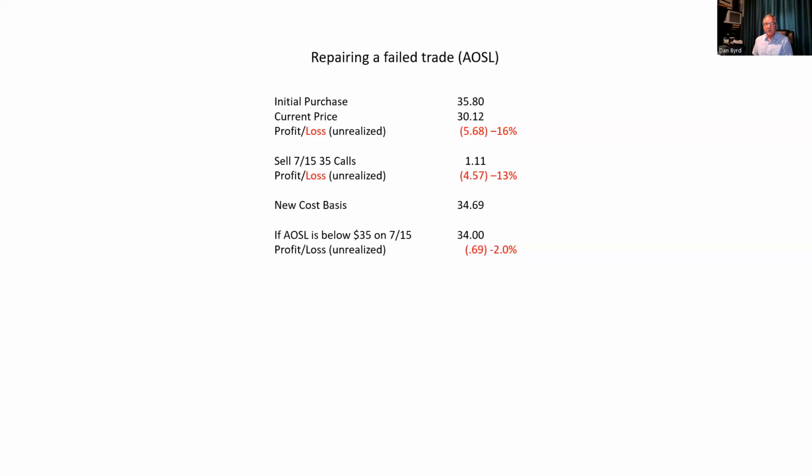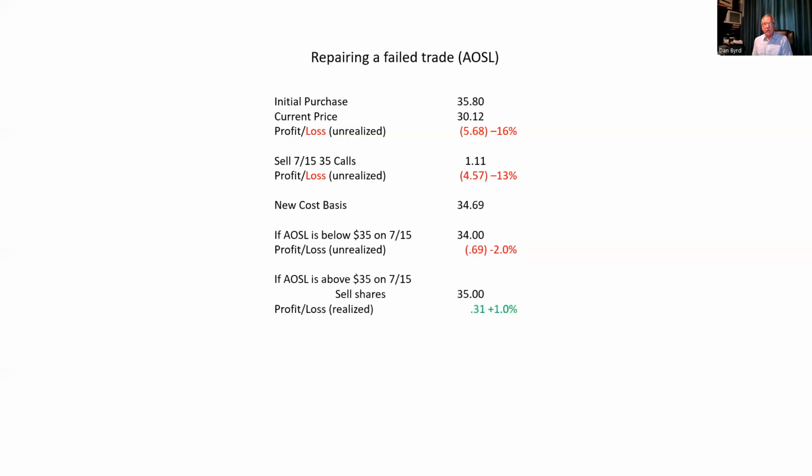And I could just do it again the next month if I want to. Or I could take my 2% loss instead of my 16% loss and sell the stock then. Or I could put a stop under it at that point at 33. A lot of things I could do at that point. But now my percent loss is significantly reduced by repairing the trade like this. But what if it goes above 35?